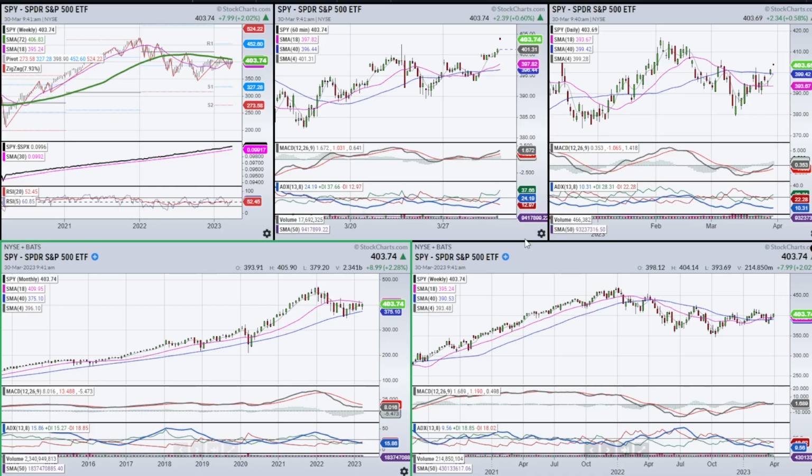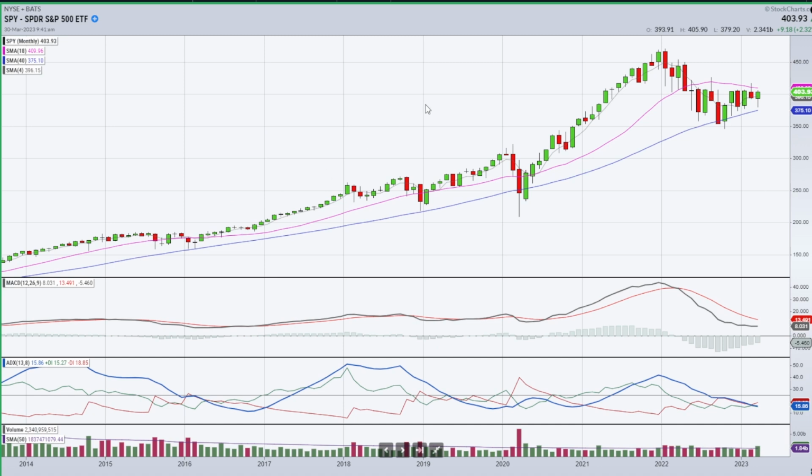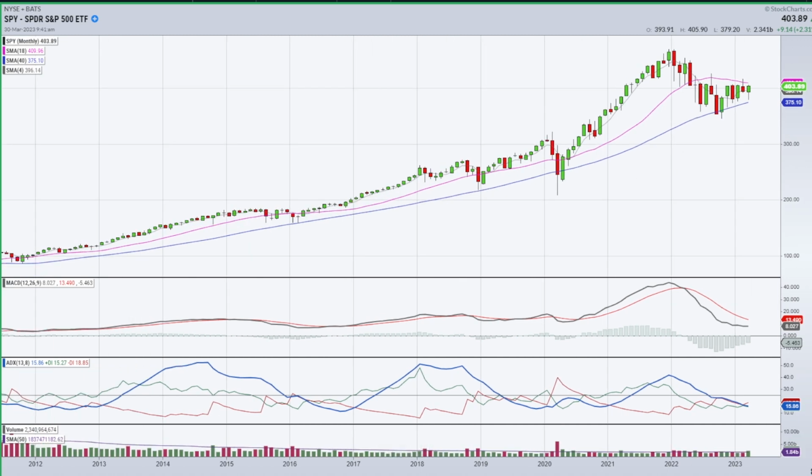Okay, so I like to start out with an index. I'm staying focused on the Spider just based on the current activity, but I do want to focus on a couple things that I think are a little bit different. So let's just start with the monthly chart, because look at what has taken place here.